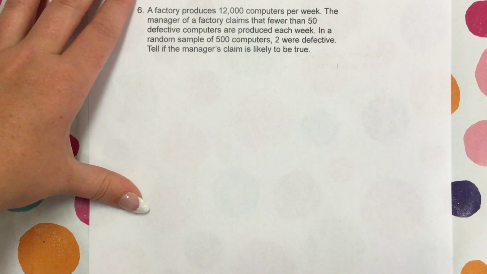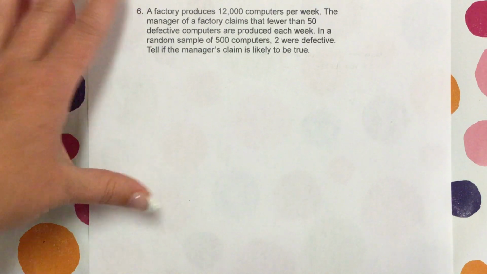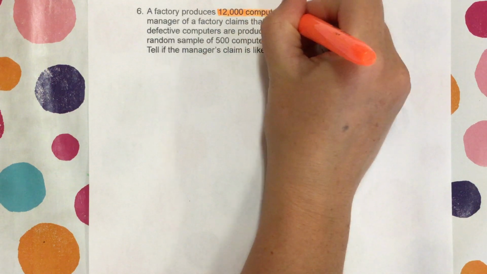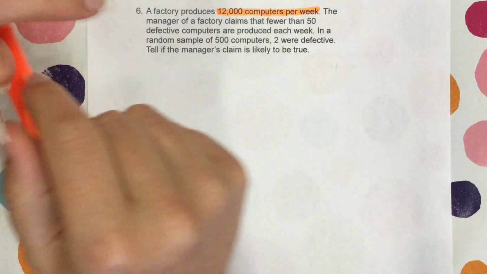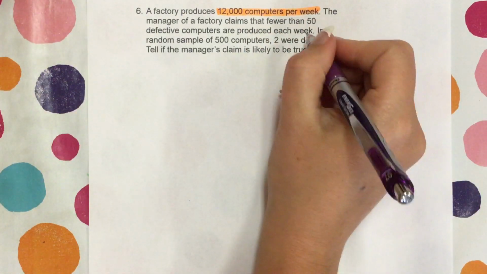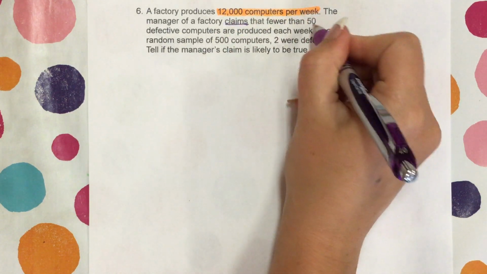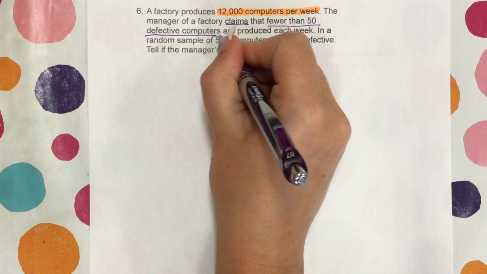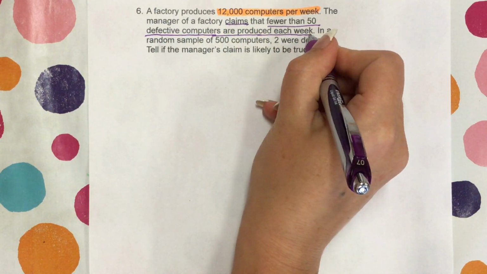Okay, so let's go on to problem 6. Now, problem 6 is a different type of problem, and we're going to work on this together. A factory produces 12,000 computers per week. That's a lot of computers. The manager of the factory claims that fewer than 50 defective computers are produced each week. So this is the claim, that fewer than 50 defective computers are produced each week.